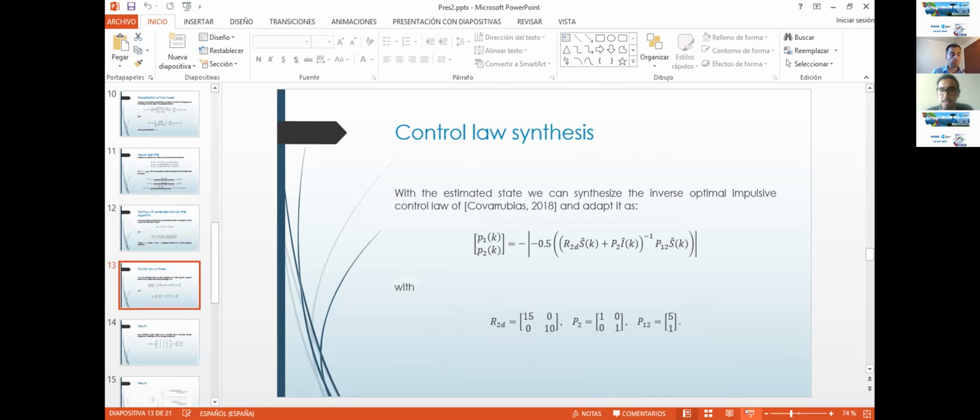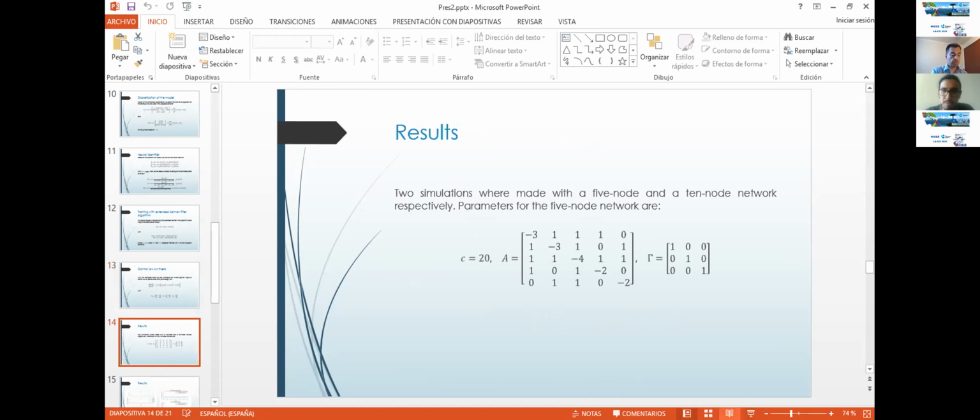From the estimated state, we adapt the control law developed by Covarrubias, as this, and with these parameters below. We make two simulations from this, one with a 5-node network and another one with a 10-node network. These values right here are only for testing. They do not represent anything real.